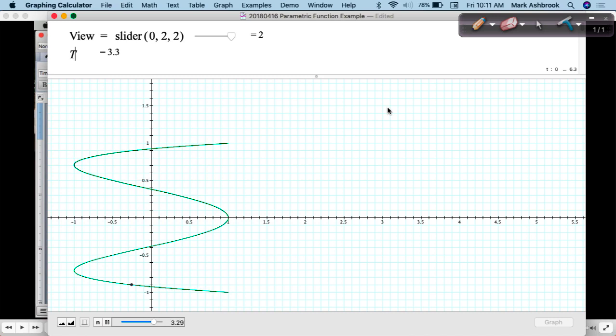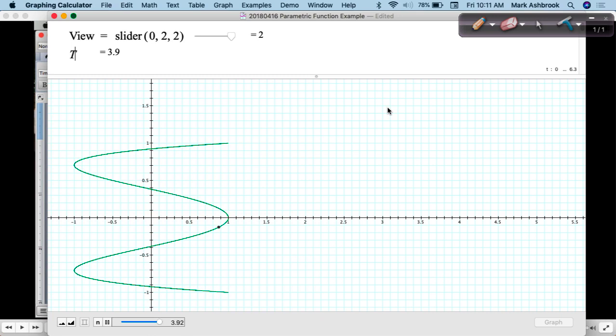Is it a function? Yes. Why yes? Why is it a function? I didn't say it loud enough. I didn't jump up and down loud enough. For every value of t, is there exactly one ordered pair that you get? Yes. Every value of t gives you one ordered pair.